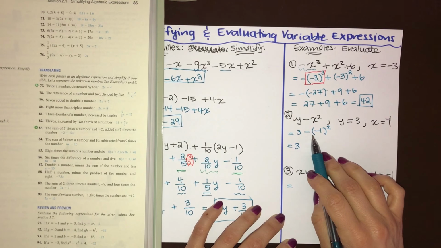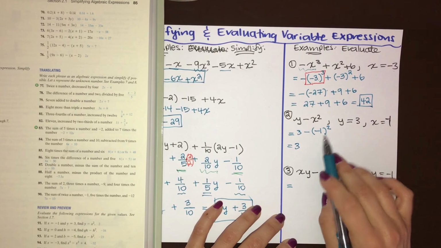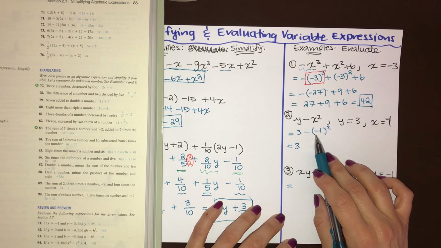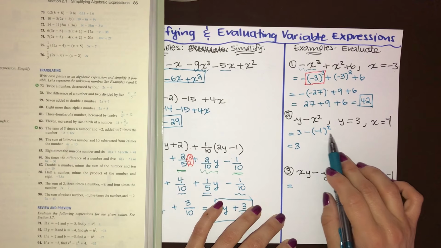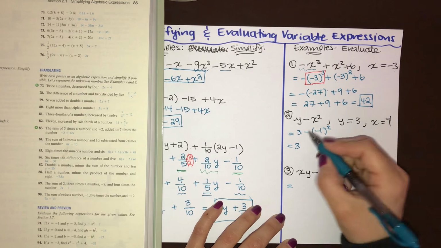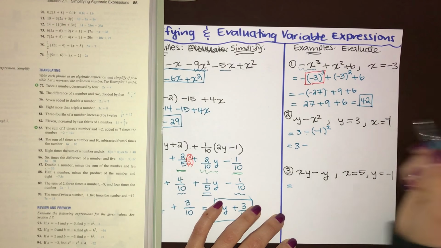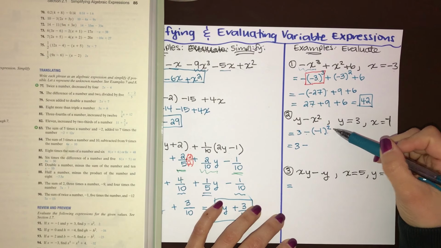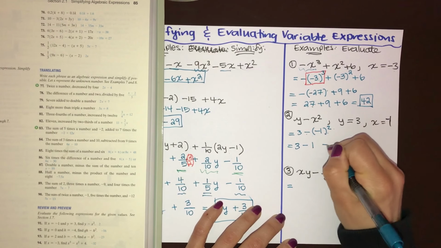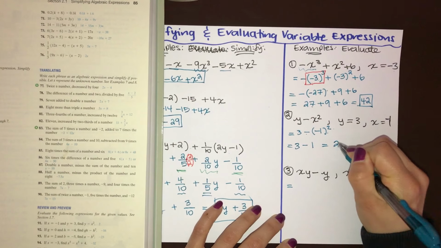Again, right here, we have to take care of the exponent before we write plus. So do not make this a plus. Take care of the exponent first. This negative comes down. -1 squared is +1. Final answer is 2.